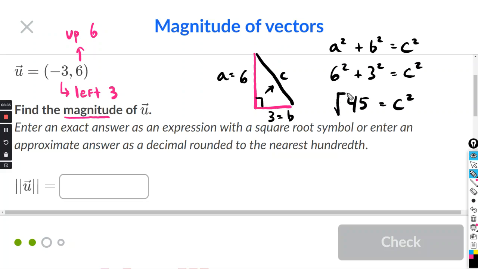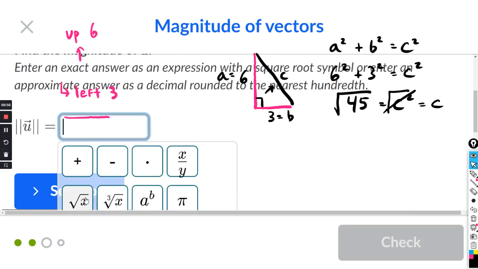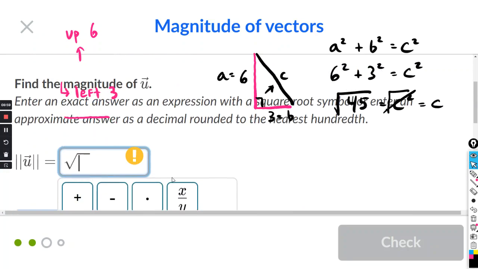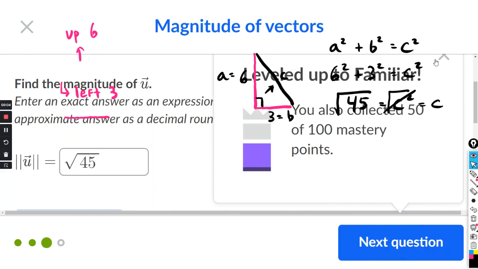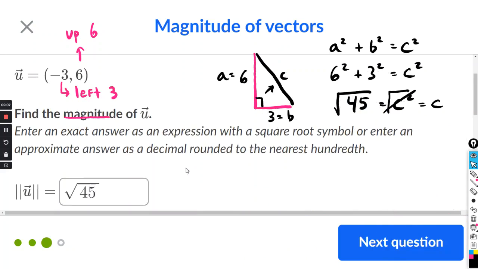Solving for C, we take the square root of both sides. Square root of C squared is just C. Now, I don't think they will let us enter radical 45, because that is not simplified. Let me just try and see. Click in the box, click the square root symbol, and I'm going to type radical 45. Let's see. It does take it. I'm surprised. I thought they would make us simplify it. So I guess we don't have to simplify the square roots if you want to leave it as such.